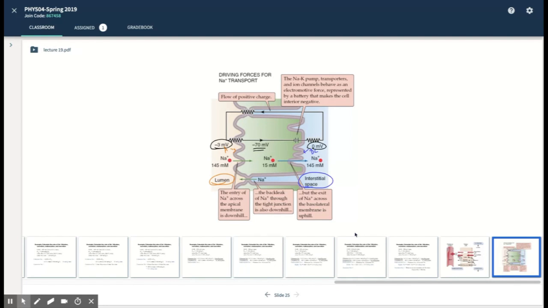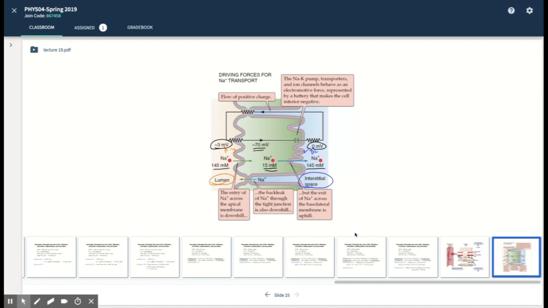The reason for that is because we're looking at roughly equivalent concentrations on the luminal side and on the interstitial fluid side, but we have a much lower concentration inside the cell. This should be old hat by now. This is the status quo for everything else because sodium is always going to be low inside the cell. Why? Why is sodium low intracellularly? What keeps it low? Sodium potassium pump.